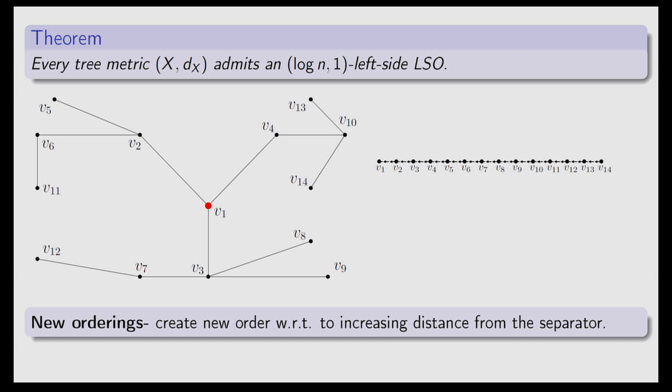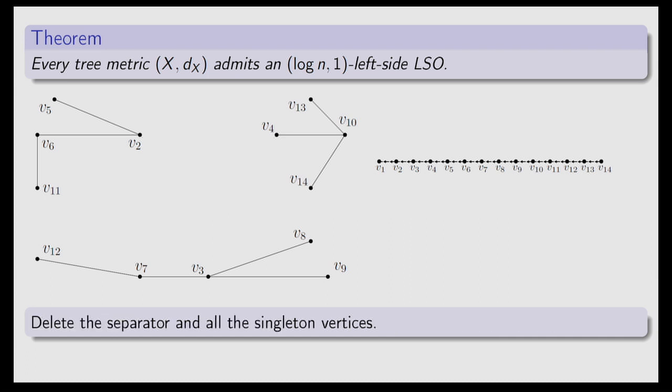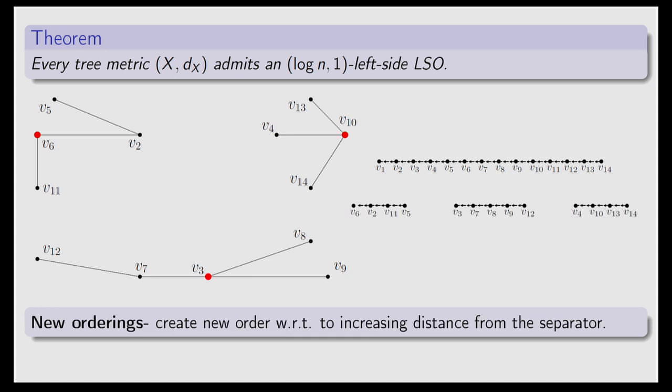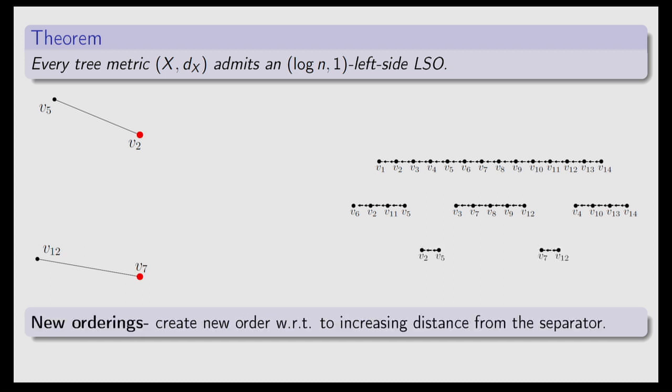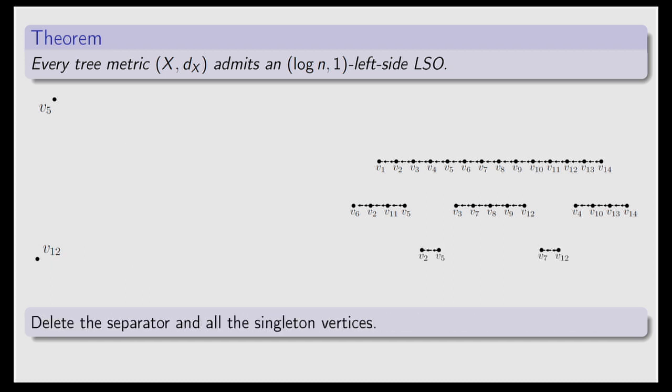Okay, and now you remove the separator, and you recurse on each one of these connected components. That means you find a separator in each one of them, and you order all the points with respect to the separator. Now, this is 3 different orderings. So here I order all the points in this connected component with respect to this vertex, and so on. And now I remove the separator, remove all the singletons, and continue. So this is it. It's quite clear that after log n steps of this process, I will delete all vertices, and therefore each vertex belongs to at most log n different orderings.